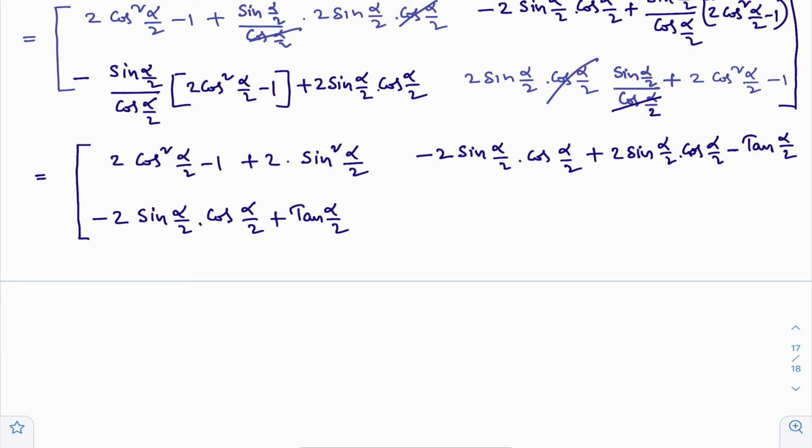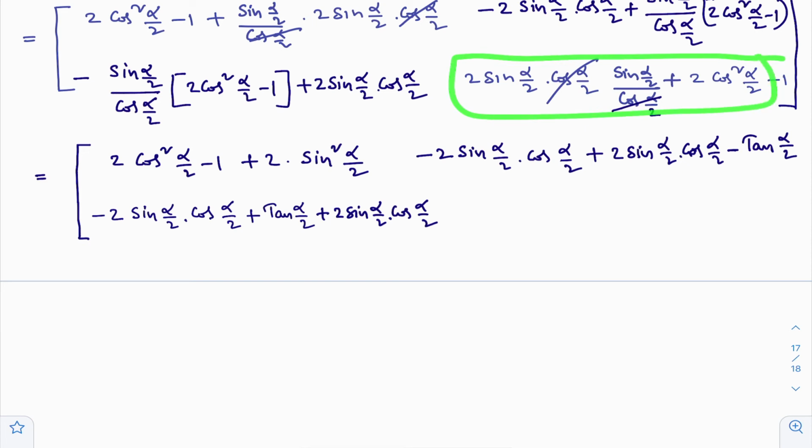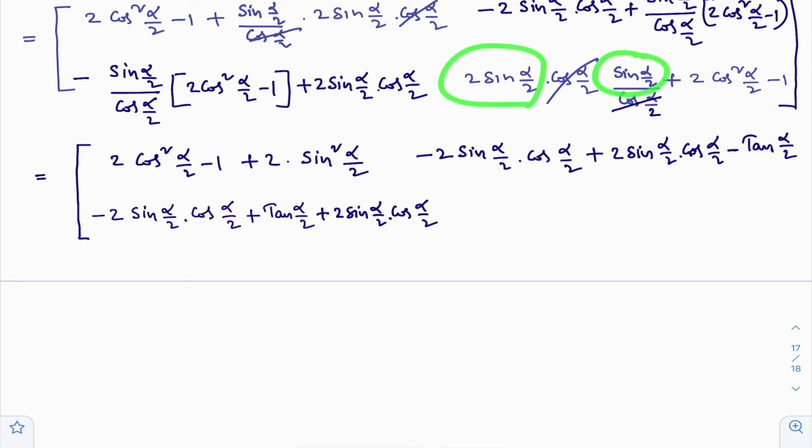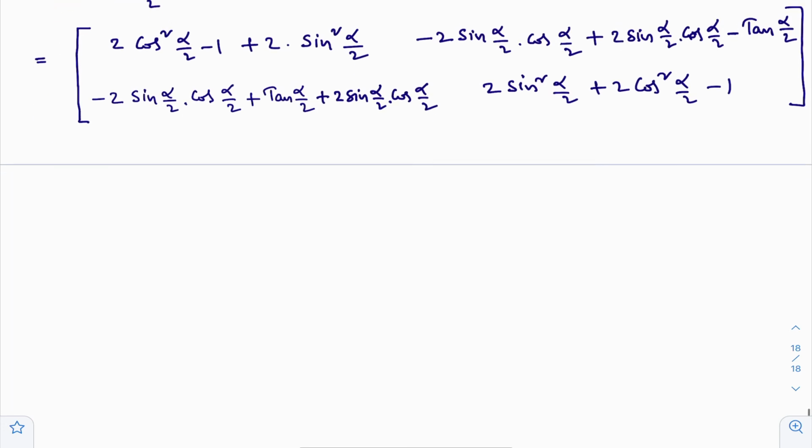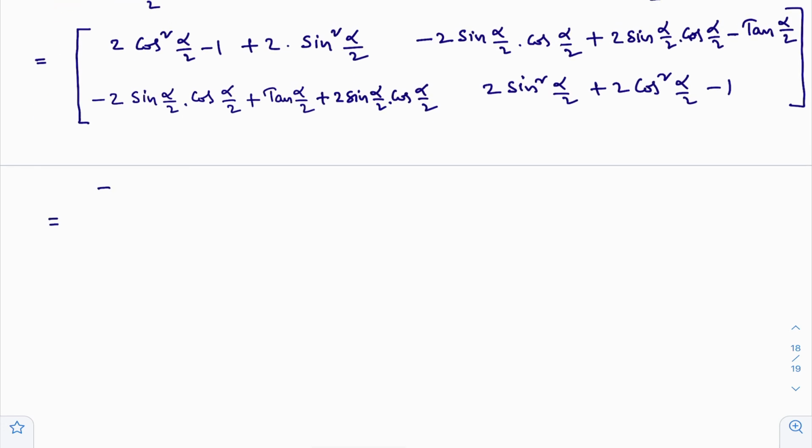Okay. Now what is remaining here? Plus 2 sin alpha by 2 cos alpha by 2. That I'll write. Plus 2 sin alpha by 2 into cos alpha by 2. Okay. Now you see here what is this element we are simplifying. Now what is remaining here? 2 sin alpha by 2 into sin alpha by 2. That is what? That is 2 sin square alpha by 2. Okay. Plus 2 cos square alpha by 2 minus 1. Do not worry, this problem is almost over. Okay. Now if we simplify this further, what you will get?